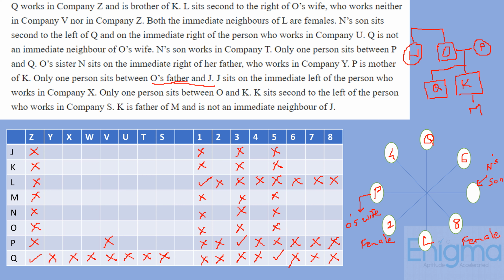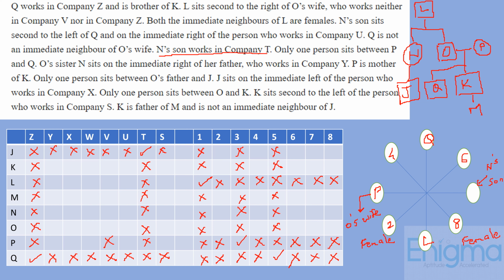That means O's father and J are two different people. Hence, we can say that L is the father of O and N, and hence J becomes the son of N. Now we know that N's son is J, and we know that N's son works in company T. So we can put a cross and tick for J.